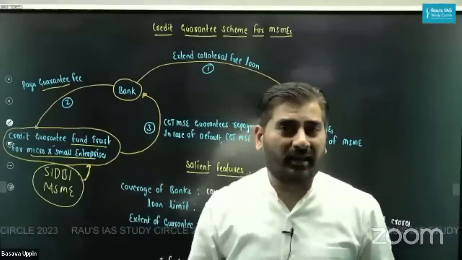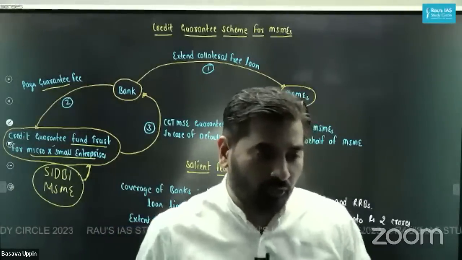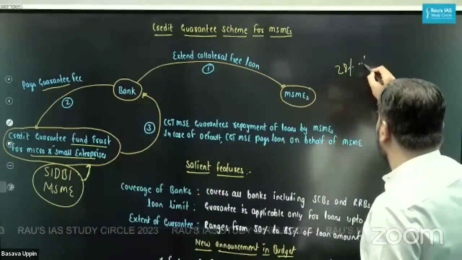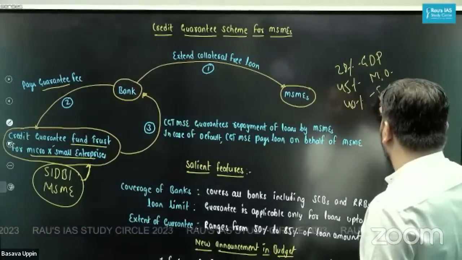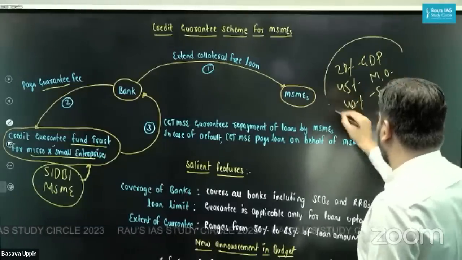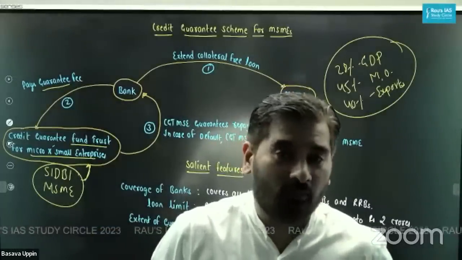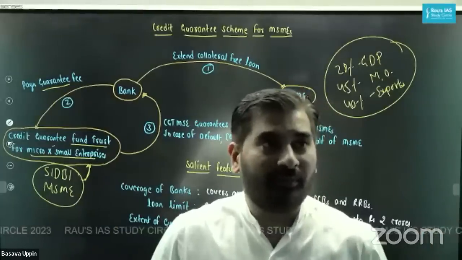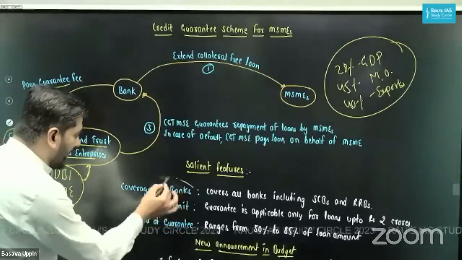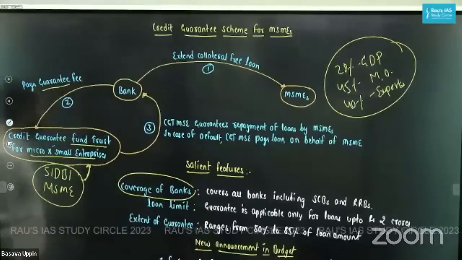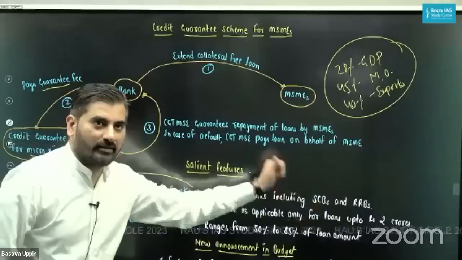Now, why do you think we have come up with such a scheme? We know that MSMEs' contribution to the Indian economy is very immense. They contribute almost 28% to India's GDP, 45% to the manufacturing output, and 40% to India's exports. But the biggest problem which the MSME sector faces is lack of access to credit. So in order to encourage banks to give more collateral free loans to MSMEs, we have come up with this scheme. Now there are some salient features of this scheme. Which categories of banks can take a guarantee from this particular entity? It covers all the banks, including the scheduled commercial banks as well as regional rural banks. That's the first thing.